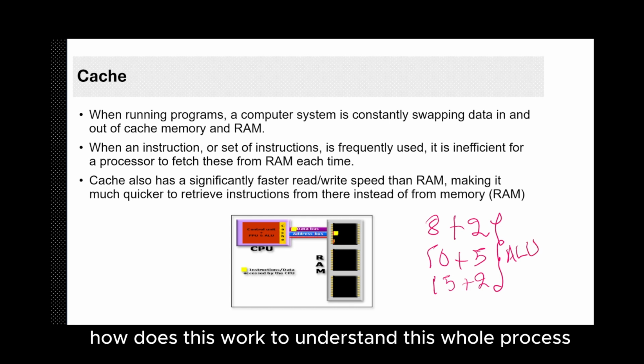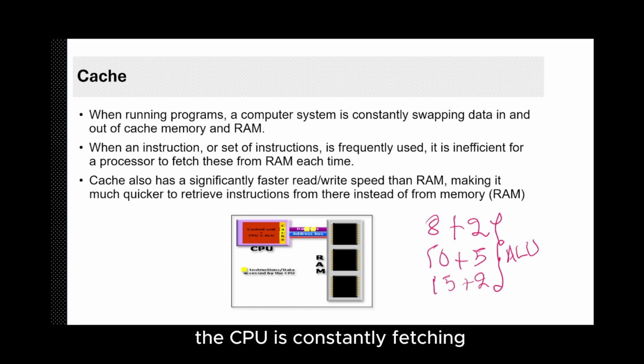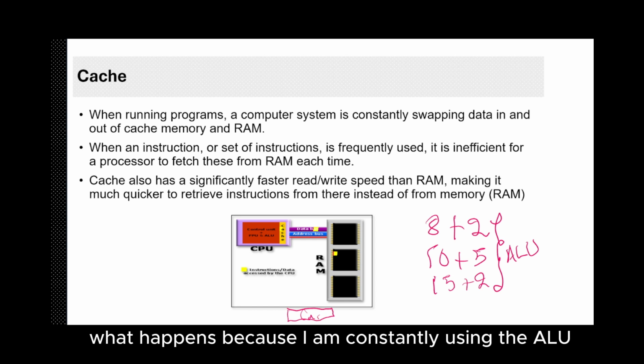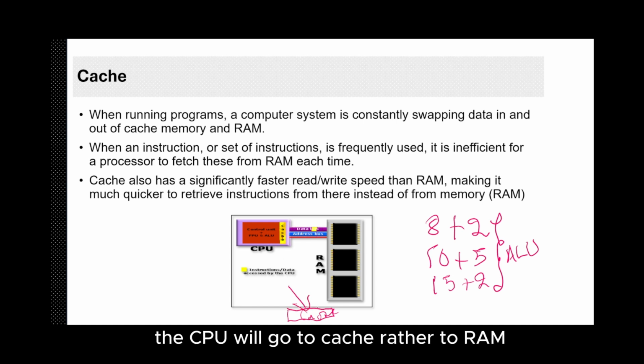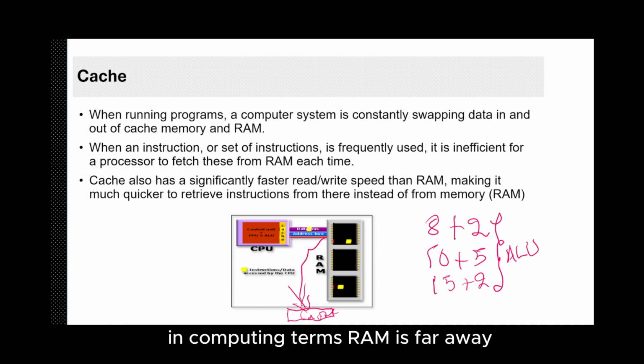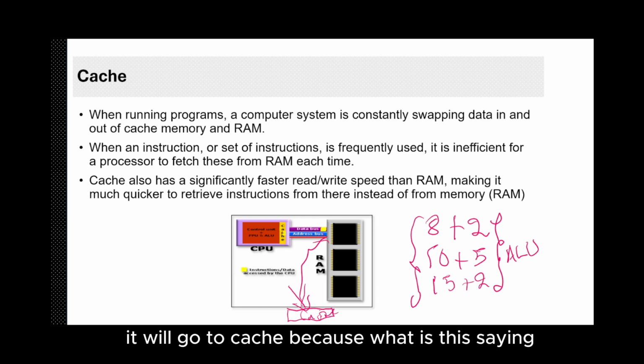So, to understand this whole process, the CPU is constantly fetching and decoding instructions, and it has got cache, which is sitting here. Okay, the cache is sitting here. Because I am constantly using the ALU, the accumulator, instead of going to RAM, it will ask cache every time. The CPU will go to cache rather than RAM. In computing terms, RAM is far away, although it doesn't look that way to the human eye. It is.